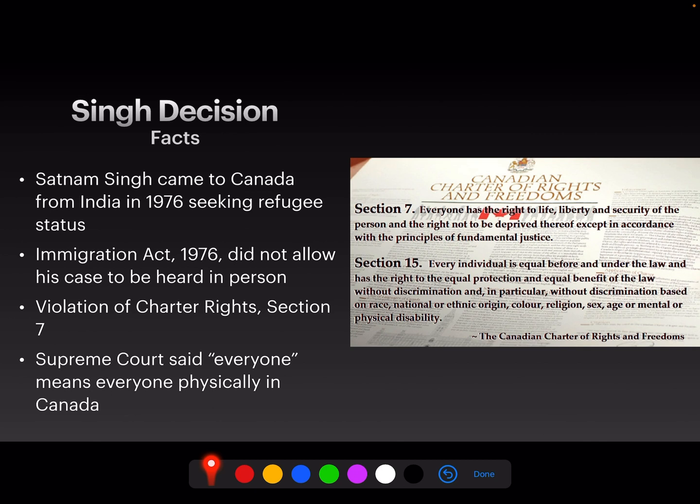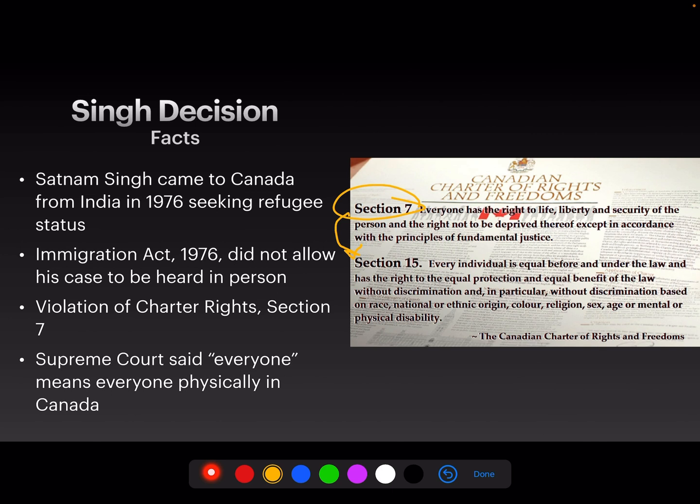He said it was a violation of his Charter of Rights under Section 7. Section 7 is indicated right over here for you. Section 7: Everyone has the right to life, liberty, and security of the person, and the right to not be deprived thereof, except in accordance with the principles of fundamental justice. He said that he has that right. And furthermore, under Section 15, below here, every individual is equal before and under the law, and has the right to equal protection and benefit of the law, etc.